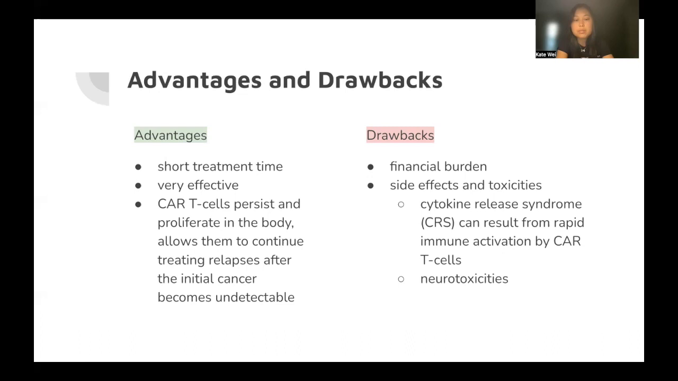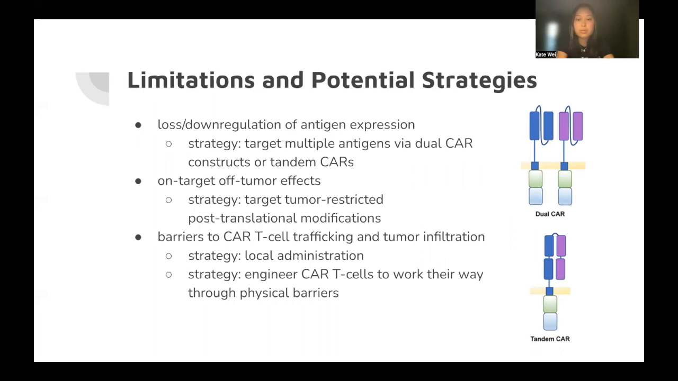Symptoms of neurotoxicities after CAR T-cell infusion can include encephalopathy, confusion, delirium, and seizures, and neurotoxicities are also a common side effect of CAR T-cell therapy. So there are several limitations to CAR T-cell therapy currently, but much research is being done into strategies to eliminate these limitations and also expand the uses of CAR T-cell therapy.